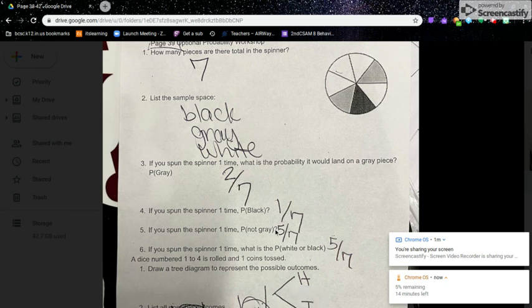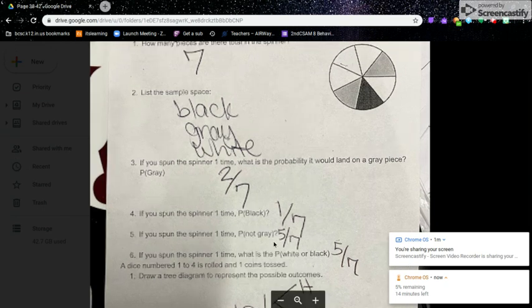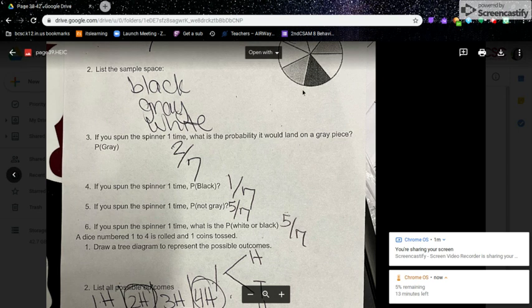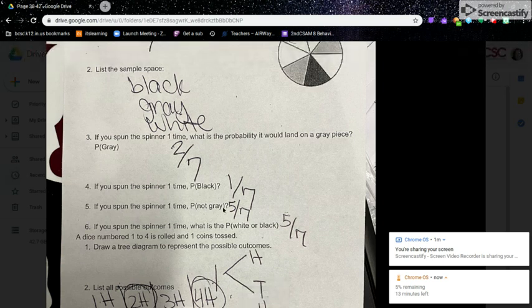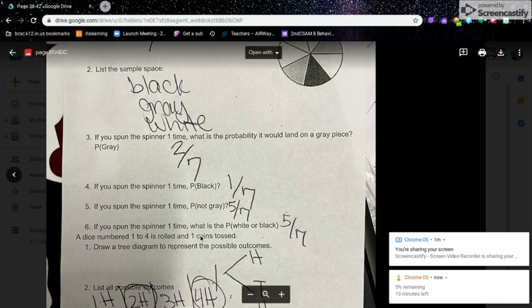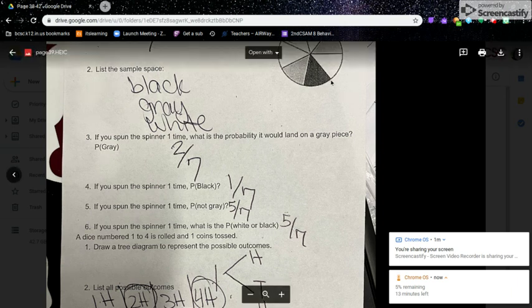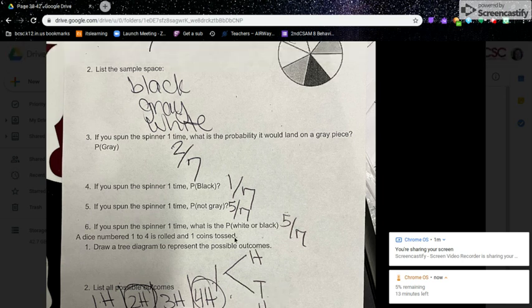If you spun the spinner one time, what would be the probability of not getting gray? Well, you would count. There's 1, 2, 3, 4 white and 1 black. So there's 5 would be the probability of not getting gray. So 5 gives you what you want out of the 7 total. If you spun it one time, what's the probability of getting white or black? Well, again, you can count 1, 2, 3, 4, 5. There's 5 of them that are either white or black. So it's 5 out of 7.